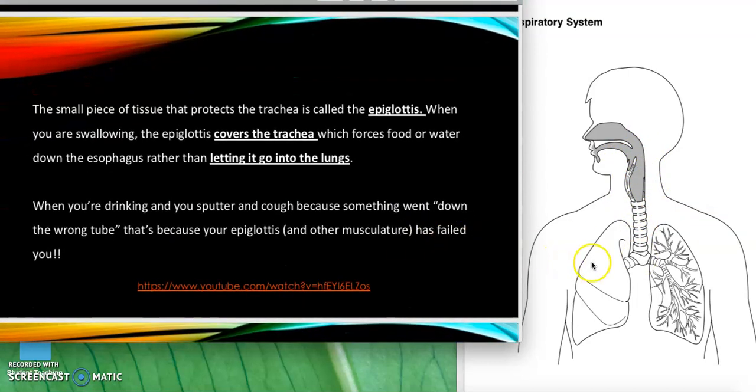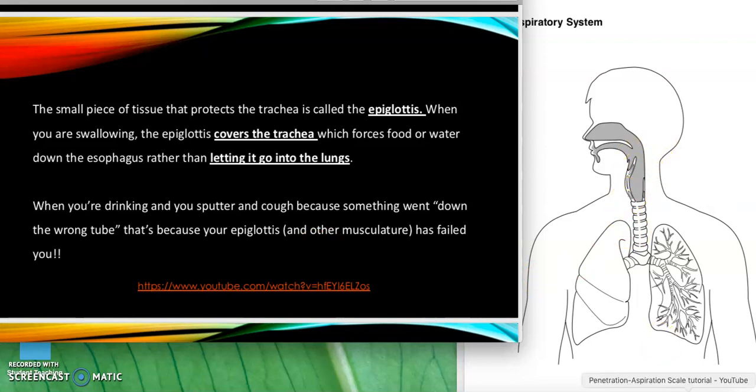So there's a small piece of tissue that protects the trachea, which is called the epiglottis, which is right here. When you're swallowing, the epiglottis covers the trachea, which forces food or water down the esophagus rather than letting it go into the lungs. So when you're drinking and you sputter or cough because something went down the wrong tube, your epiglottis actually failed you.